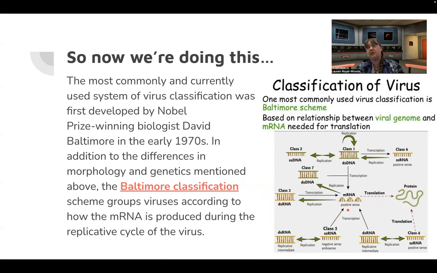There's actually about 11, and then even this has different classes. This is the most common and currently used system of viral classification, developed by a Nobel Prize winner, and honestly, with this much insanity going on, yeah, he earned it. David Baltimore in the early 1970s. In addition to morphology and genetics, it takes the two types we just talked about, combines them, and groups them according to how mRNA is made during the virus hijacking a cell. Like I said, I'm not going to go any deeper than that because we don't have time for that or the brain space.